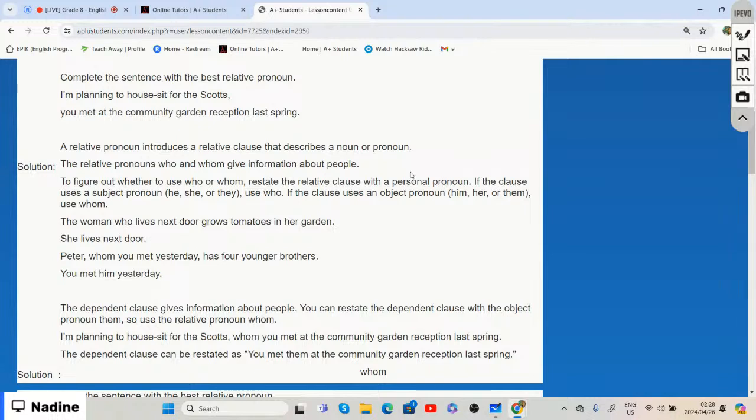And to figure out whether to use who or whom, we need to restate the relative clause with a personal pronoun. So if the clause uses a subject pronoun like he, she, or they, then we use who, and it's usually at the beginning of a sentence. But if the clause uses object pronouns such as him, her, or them, then we refer to whom.